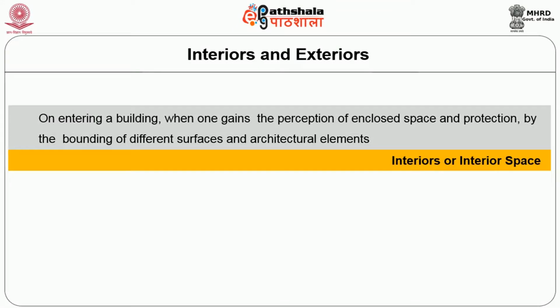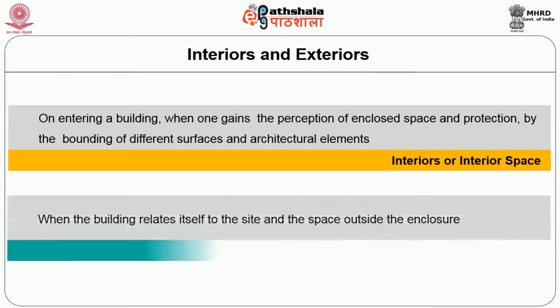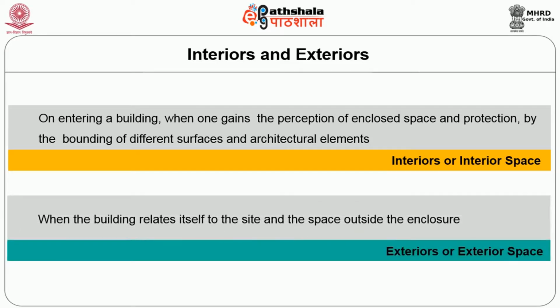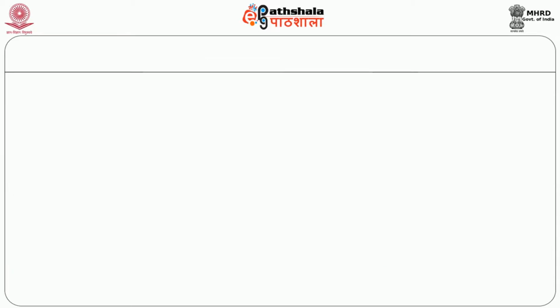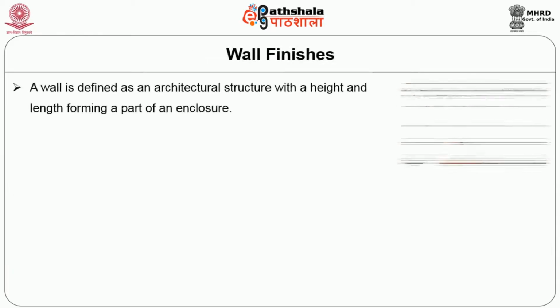On entering a building, when one gains the perception of enclosed space and protection by the bounding of different surfaces such as the wall, ceiling and floor, and architectural elements such as doors, windows and ventilators, it is referred to as interiors or interior space. When the building relates itself to the site and the space outside the enclosure, it is referred to as exteriors or exterior space. Now, let us see about the wall finishes.